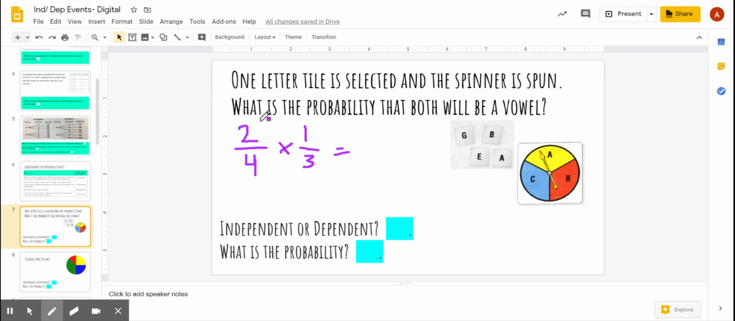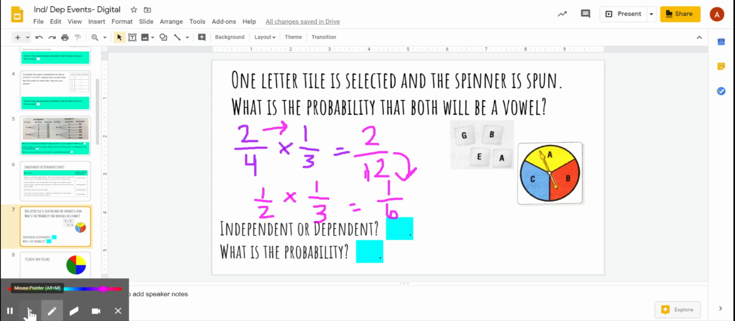Sometimes I like to do that just so I don't have to use such big numbers, but also we have calculators, so it doesn't really matter. So either way, if I multiply straight across, I'm going to get 2 out of 12, which I would then need to simplify. Or here, if I simplified, I'd have 1/2 times 1/3, which is 1/6. That's also what that simplifies to.